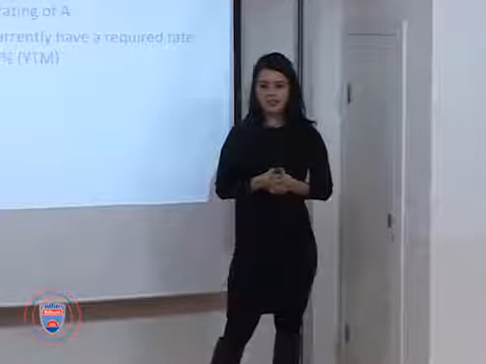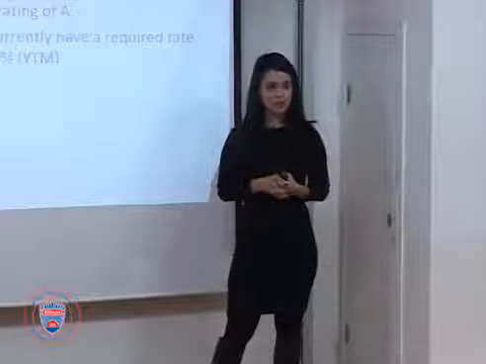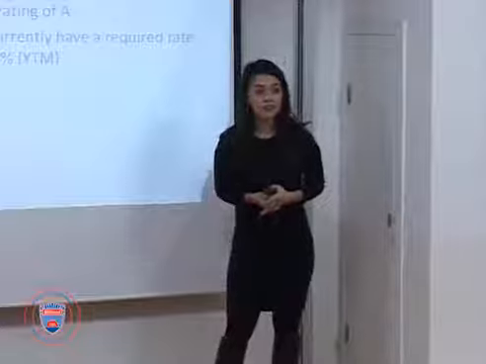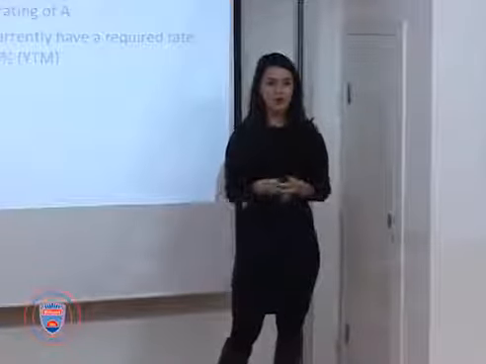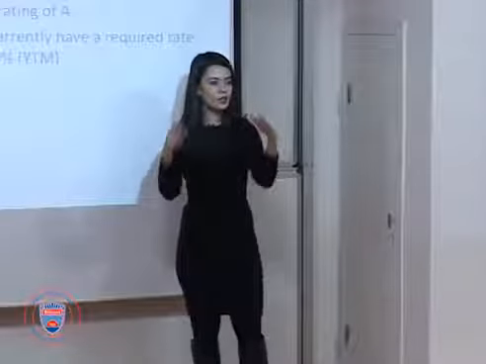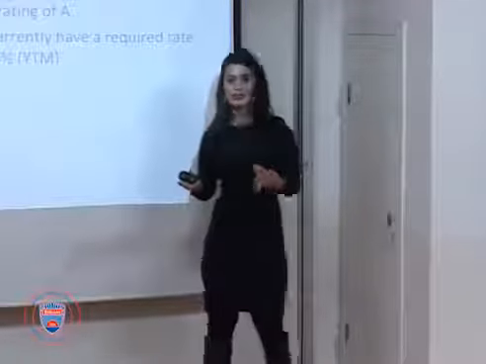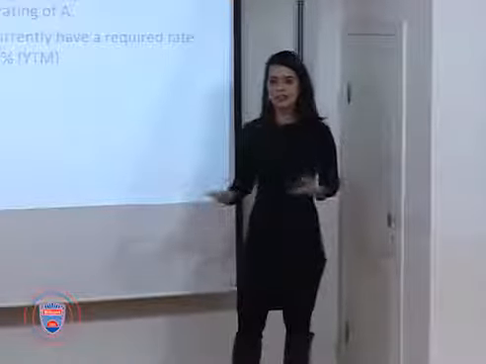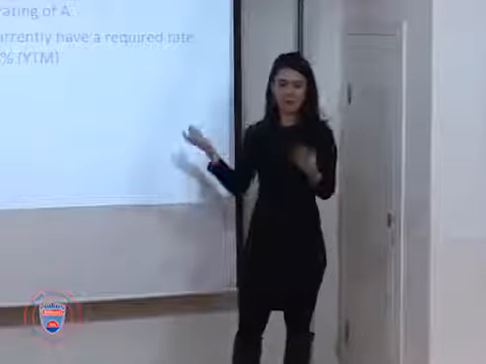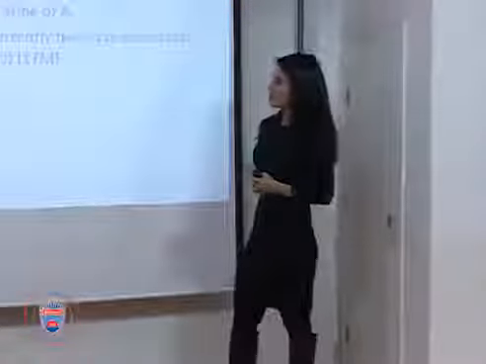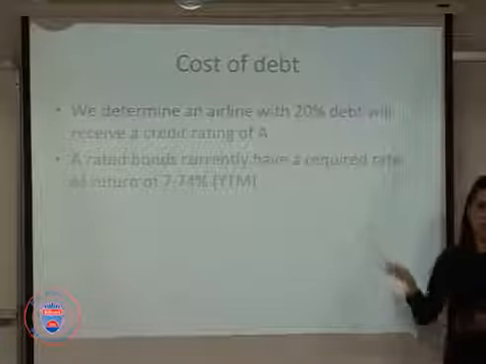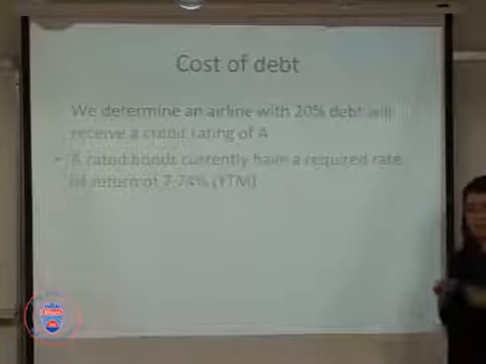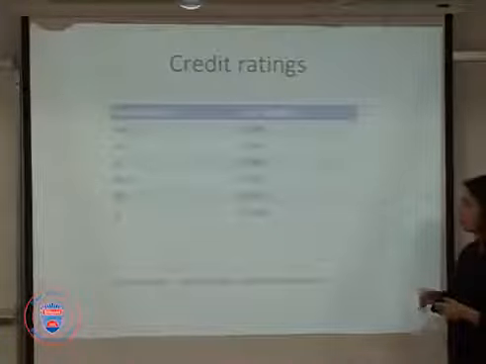Who gives those ratings? Credit rating agencies, depending on what? How credible you are. It's all about how credible you are, whether you will be able to pay back the debt. And they look at like hundreds of different things, of course. But suppose that they're giving A rating to 20% debt airline industry. Very simplifying way of looking at things. And you know that A-rated bonds have a return of 7.74%. How do you know it? You can actually Google it and you can find it on some websites.